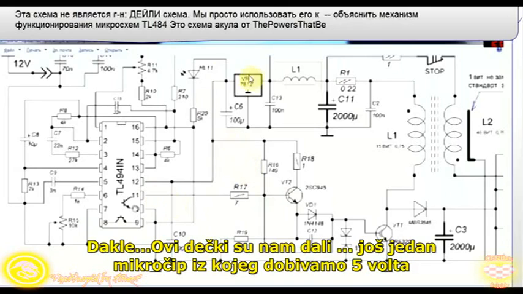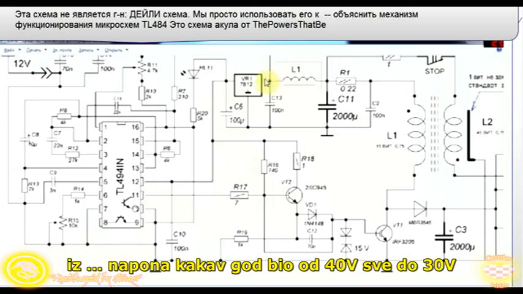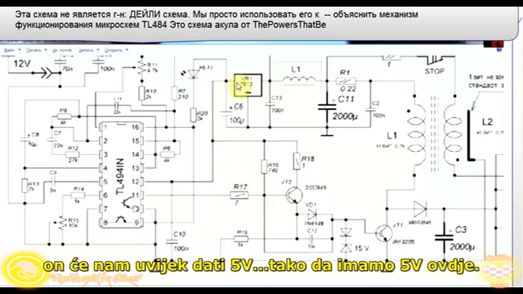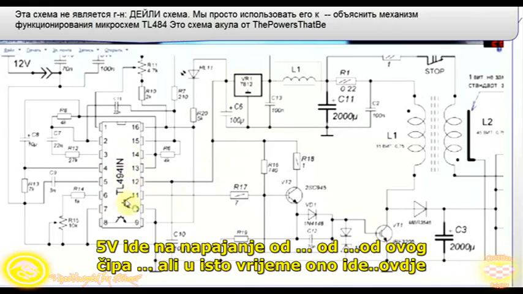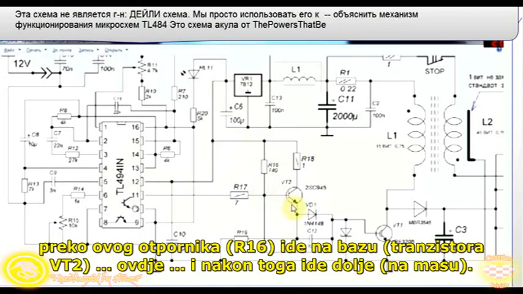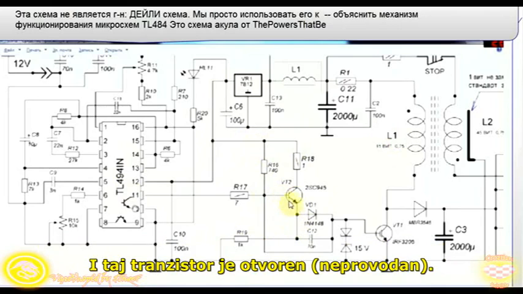Now this guy, this is another microchip, is giving us 5 volts from whatever the voltage is, up to whatever 40 volts, 38 volts. It will always give us 5 volts. So we have 5 volts in here. The 5 volts goes to the power of this chip, but at the same time it goes to that resistor, goes to the base here, and then goes down, and the transistor is open.